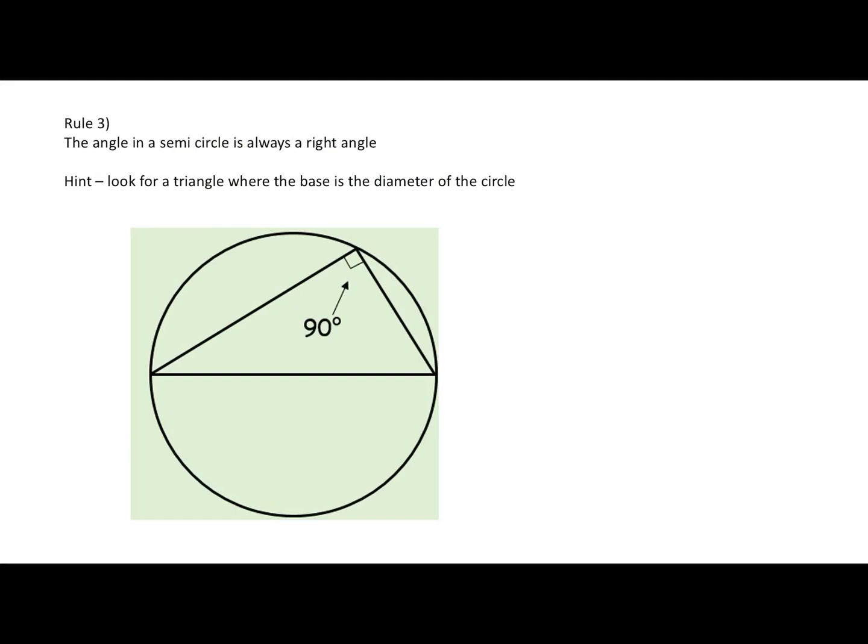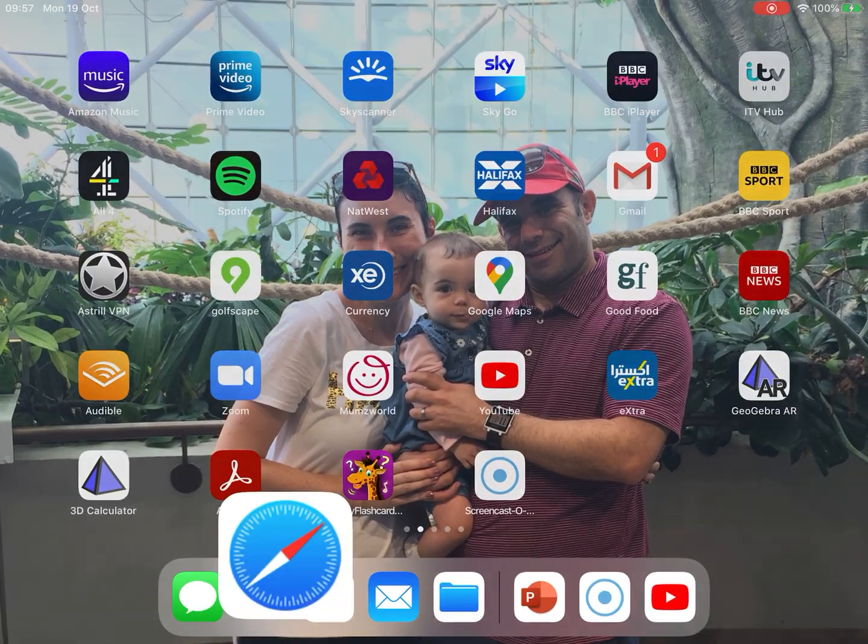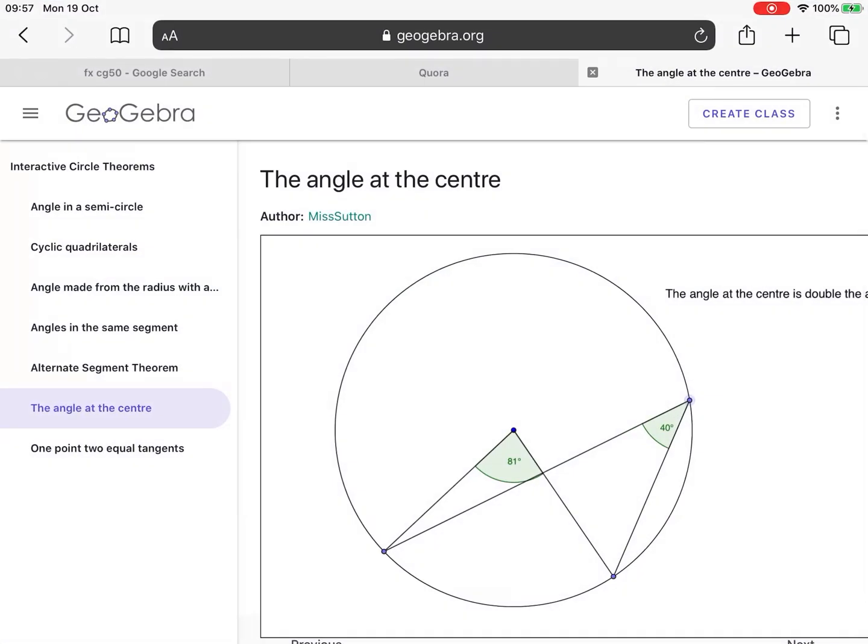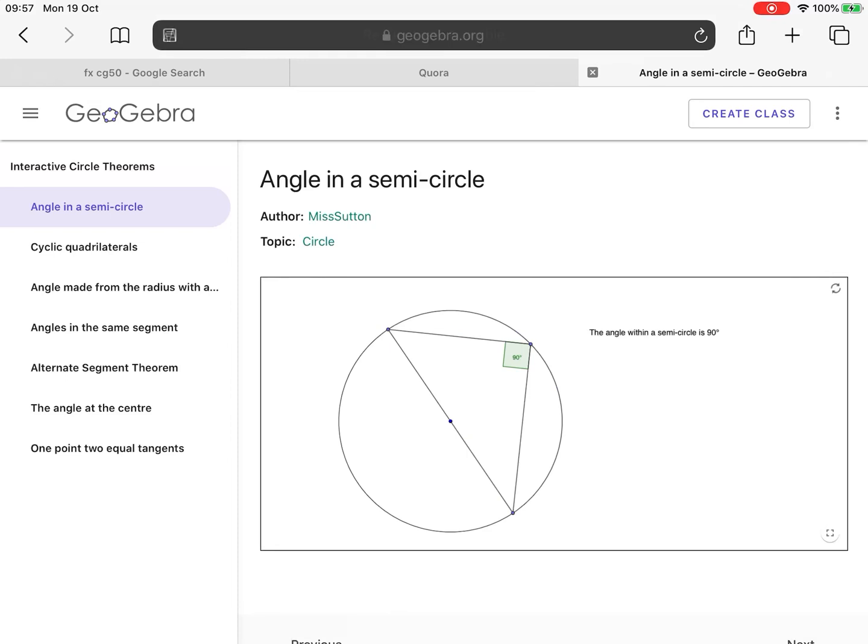Okay, rule 3, the angle in a semicircle is always a right angle. So look for a triangle where the base is the diameter of the circle. It has to go through the centre. Has to go through the centre, otherwise it wouldn't be making a semicircle. And if that is the case, we always get a right angle from the angle that we make from the diameter. Let's look at that on GeoGebra.